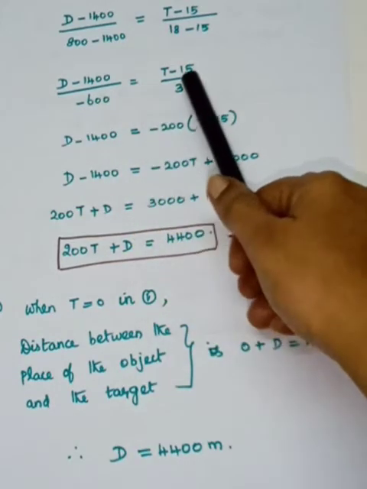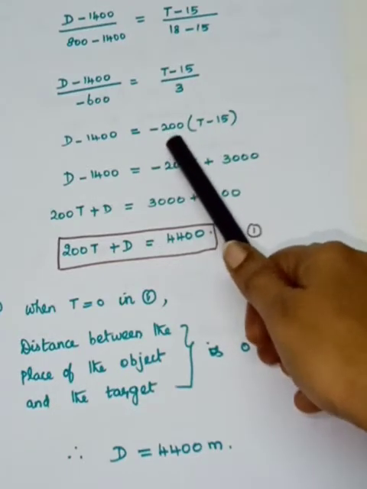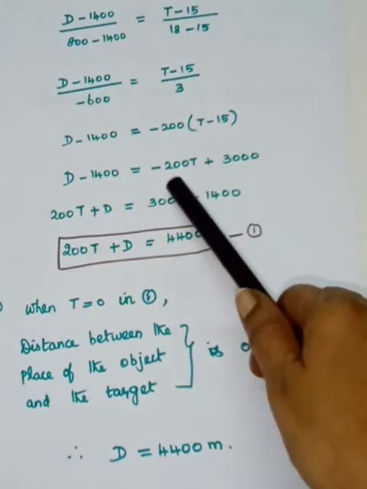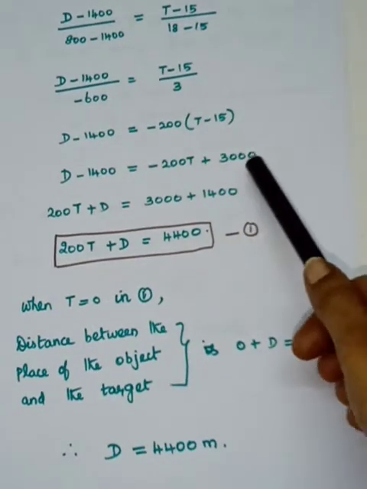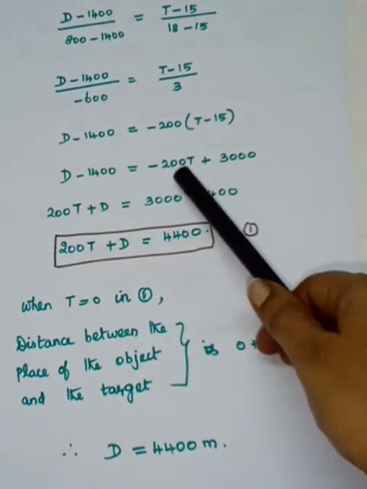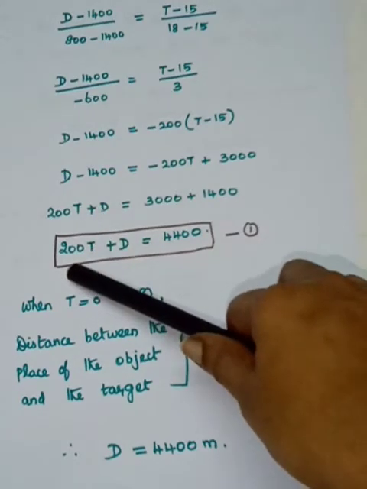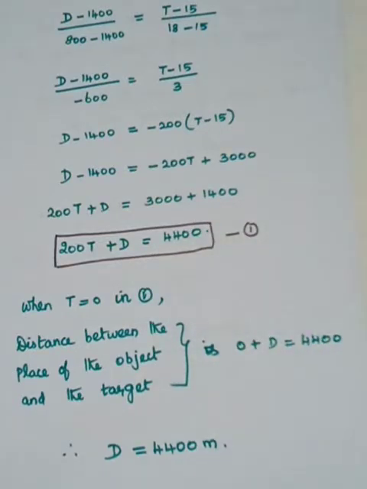This minus 200, when you bring it to the right hand side, is in multiplication, that is in the numerator. So minus 200 into t minus 15. If you multiply, minus 200 into t is minus 200t. Minus 200 into minus 15 is plus 3000. Bring this minus 1400 to this side, it will become plus. This minus 200t is brought to the left hand side, so it will become positive. So 200t plus D is equal to 1400. It's a relationship between the time and the distance. Now coming to the question, what is asked?